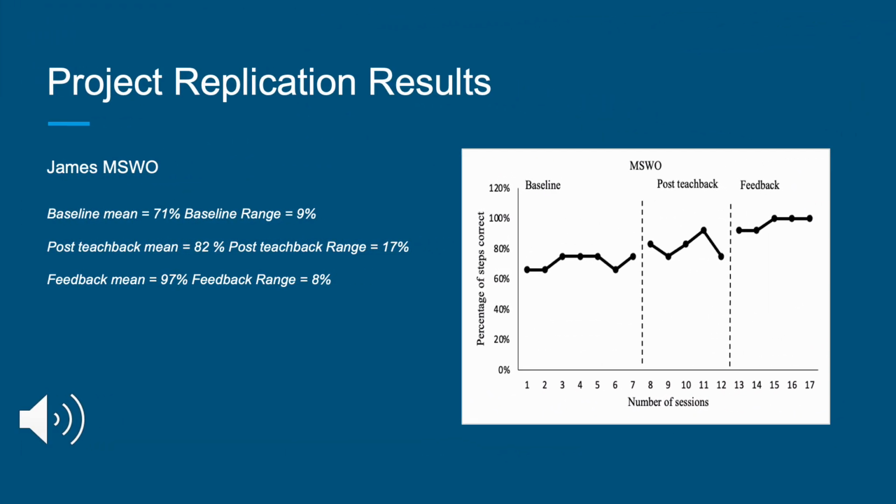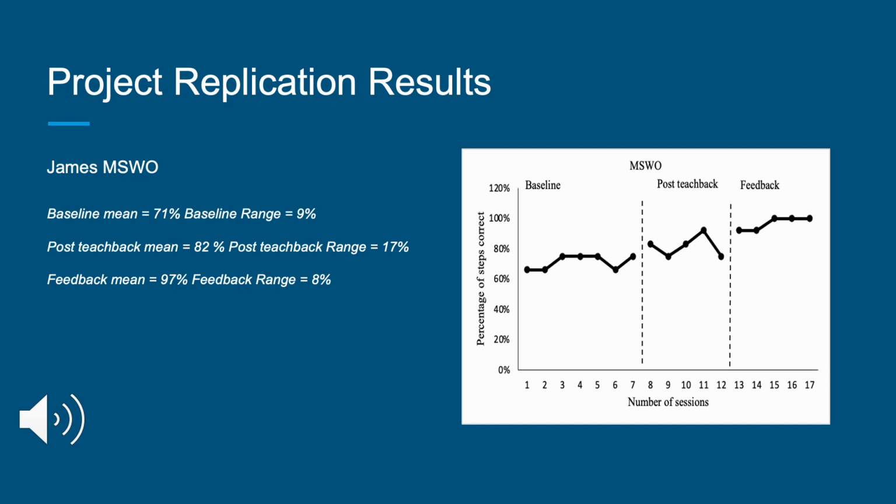This is James' data for multiple stimulus without replacement. You can see that the baseline mean was 71%, the baseline range was 9%, the post-teachback mean was 82%, the teachback range was 17%, feedback mean was 97%, and the feedback range was 8%.